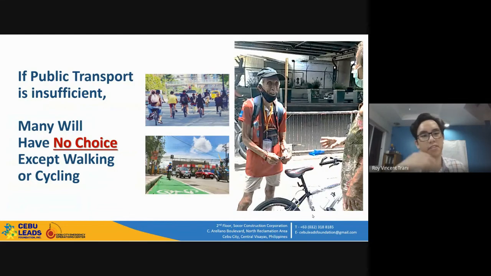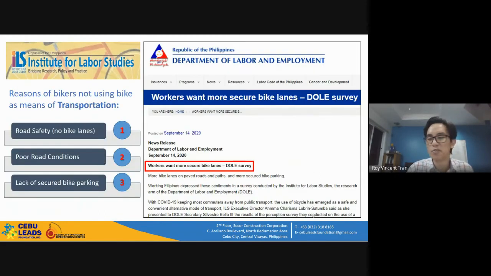And if public transport is still inefficient, there will be no choice except for people to walk or to cycle. So we might as well prepare cycling lanes as well, because it's definitely cheaper than buying new buses, rerouting jeepney routes, or buying new vehicles, etc. So this is really the advocacy or the agenda of Cebu Leads. They really want to push cycling lanes, which I think is still a good idea.